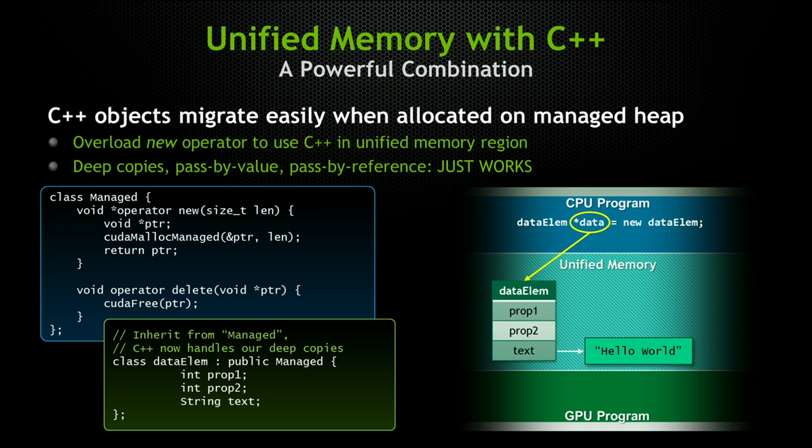Or we can pass it by reference, and that's new in CUDA 6. You didn't used to be able to do reference parameters to kernels. So you can pass this data element by reference to the kernel, and no copy will be made. The kernel will just access it in unified memory. And all that just works automatically because we've used cudaMallocManaged inside of the new and delete operator and the copy constructor.